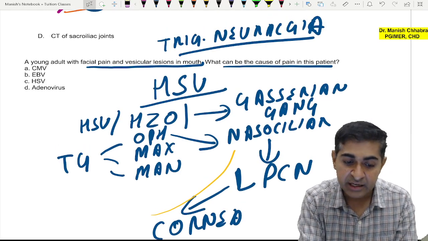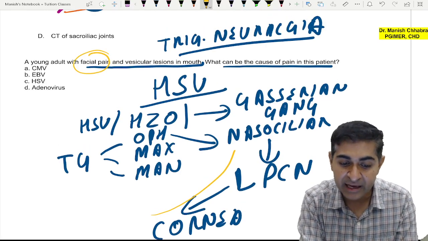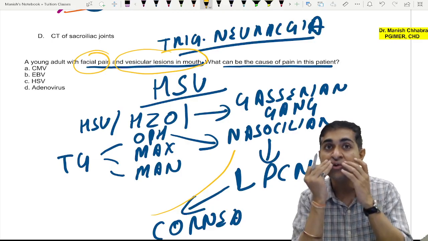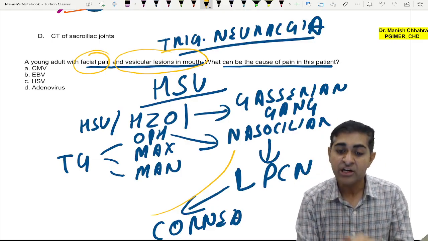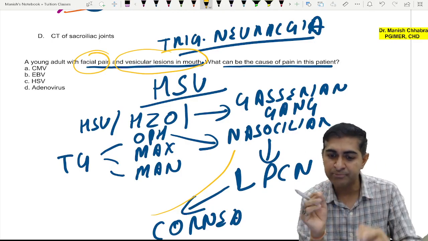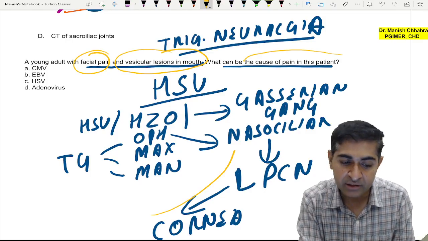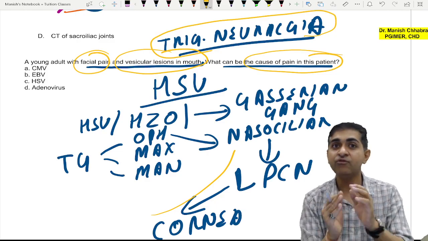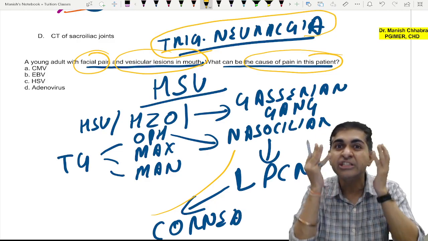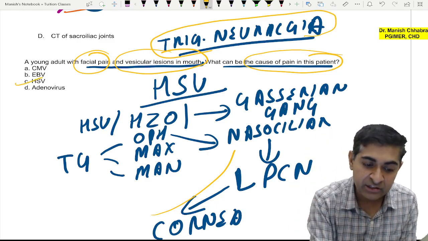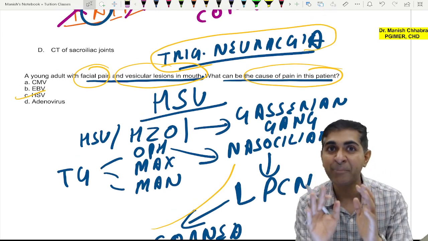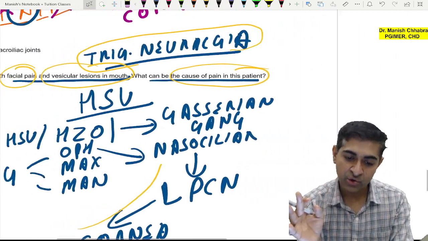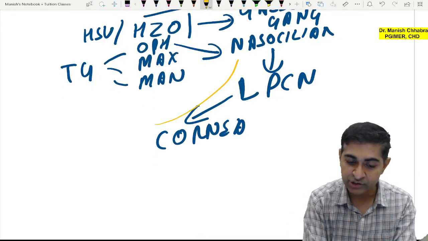So the history: facial pain and vesicular lesions in or around the mouth. Okay, so we are going in favor of herpes simplex virus. So what can be the cause of pain? Probably it can be associated with the involvement of trigeminal nerve, which is leading to facial pain, and the answer is C, which is herpes simplex virus. Okay, so these were the questions.